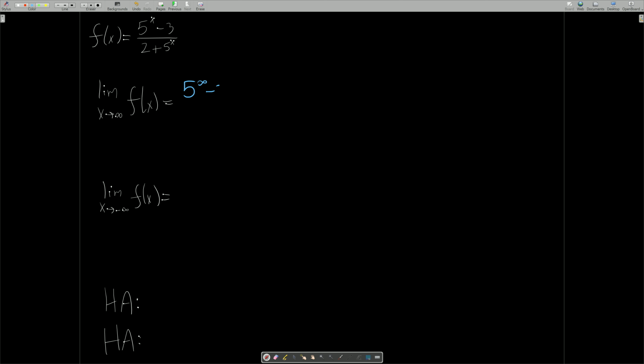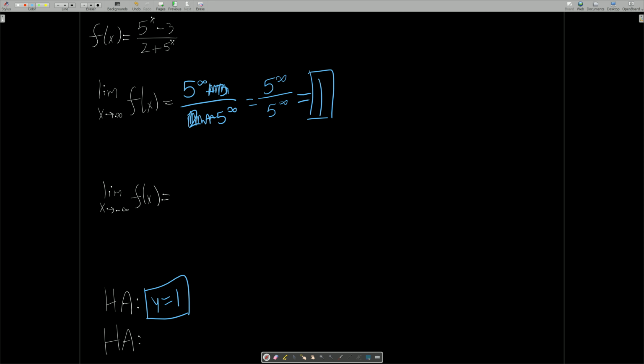So you have 5 to the power of infinity minus 3 over 2 plus 5 to the power of infinity. Now think about 5 to the power of infinity. It's just an absolutely huge number, right? It's infinite, really. And so this minus 3 isn't going to mean anything. Adding 2 also isn't going to mean anything. So we're just left with 5 to the infinity over 5 to the infinity. It'll just cancel out to be 1. So you have one of the horizontal asymptotes at y equals 1.